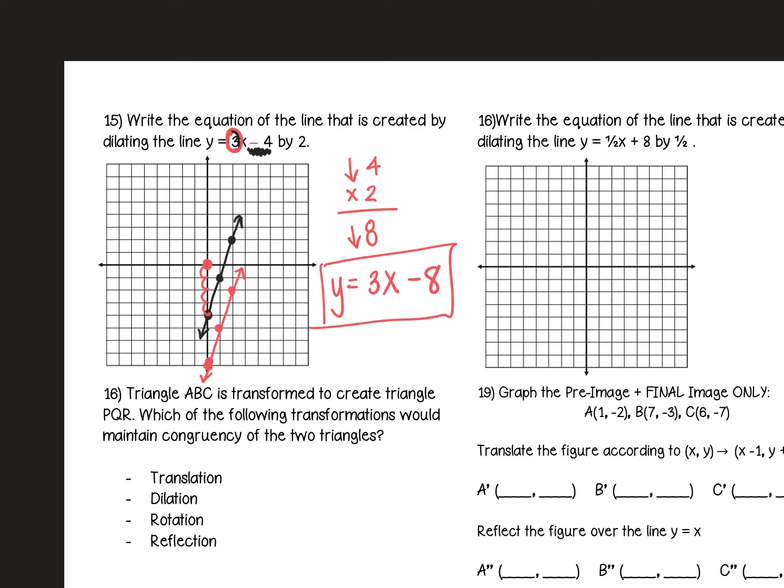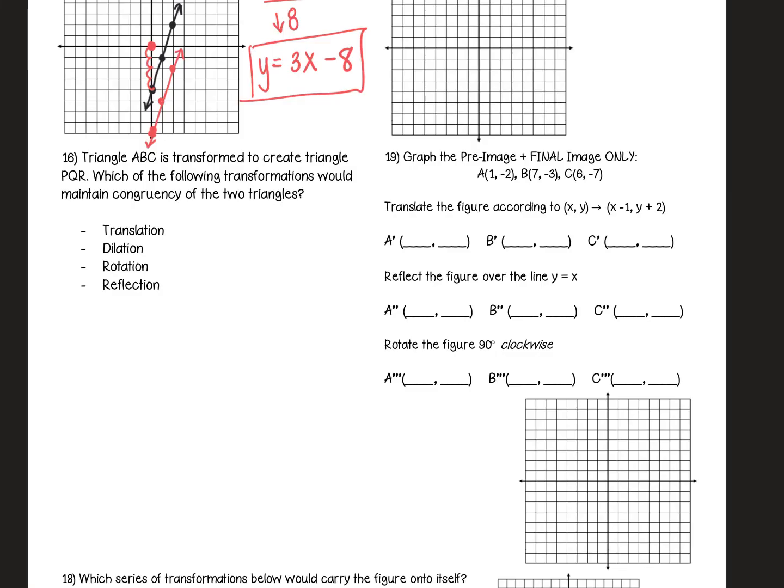Number 16 is very similar. Check out the answer key that's posted online for that one. For number 16, it says triangle ABC is transformed to create triangle PQR. Which of the following transformations would maintain congruency of the two triangles? The only transformation that changes the shape at all, making it a different size, is a dilation. So that's the only one that's going to make them not congruent. A translation, a rotation, and a reflection is moving them around the graph, but it keeps them the same size and shape.